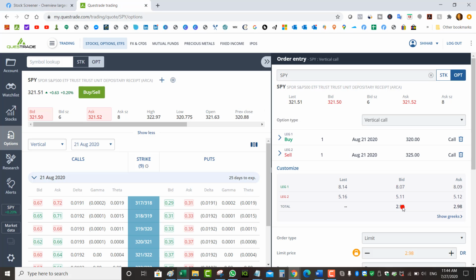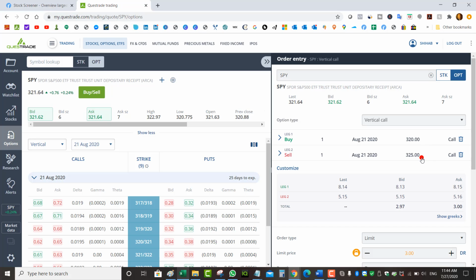So that's how I achieve max profit. Let's say SPY closes at 330 come August 21st. My 320 strike will be worth $10, 330 minus 320. My 325 strike will be worth $5, 330 minus 325. So I've got $10 here.